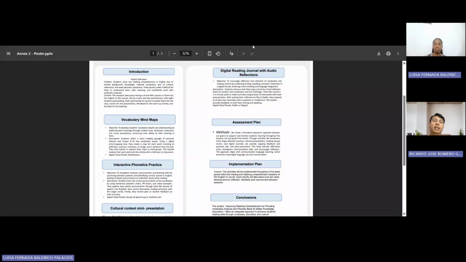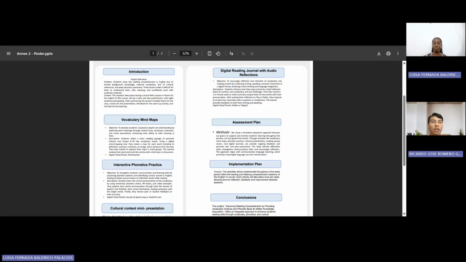And finally, we include the digital reading journal where students write their own reflections. They have to record audios and video summaries. They also have to use new vocabulary and respond to their classmates. This activity integrates reading, writing, speaking, and listening in a meaningful and cooperative way.